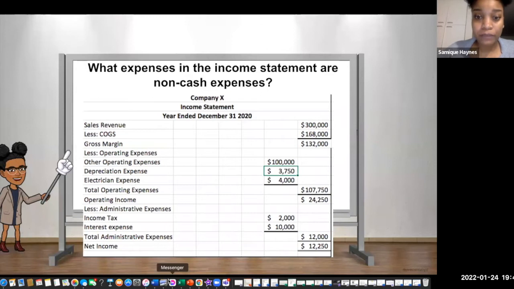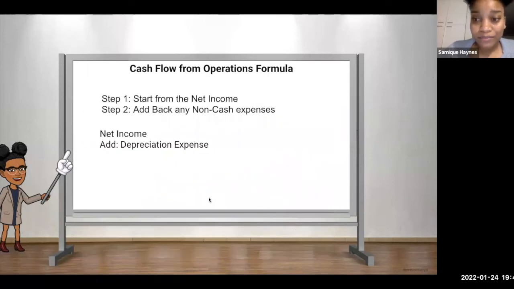Kind of, okay. So step one, start from the net income, right? Step two, add back any non-cash expense. So net income, add depreciation expense. That's the first thing you do under this category, cash flow from operations.